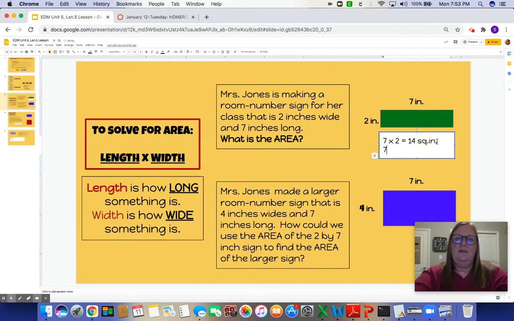So we're going to do the same problem again. 7 times 2 equals 14 square inches. And so then we would take those two amounts and add them together. So 14 plus 14 equals 28 square inches. So our area for this bigger rectangle would be 28 square inches. So we're just doubling the amount.